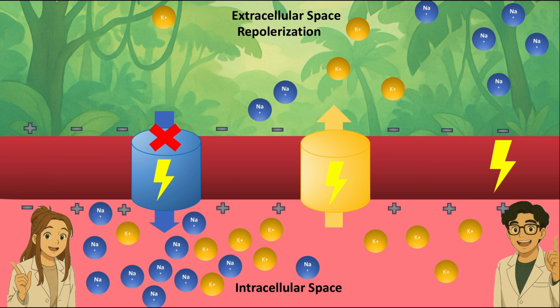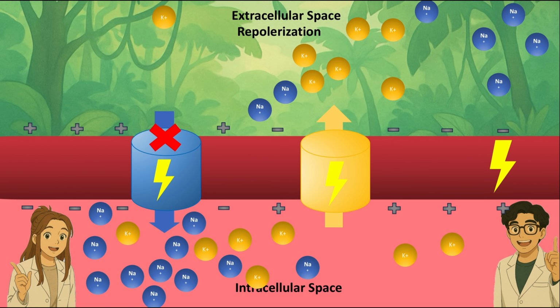Almost immediately, sodium channels close and voltage-gated potassium channels swing open. Potassium ions rush out, bringing the membrane potential back down to minus 70 millivolts. That's repolarization, the neuron restoring its negative inside.